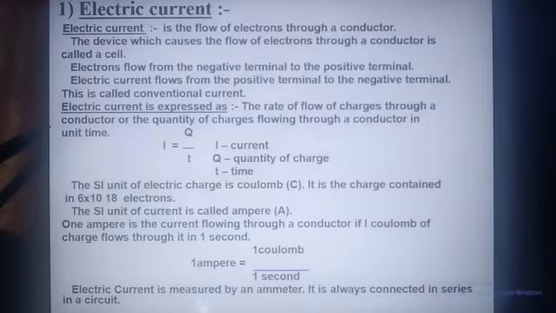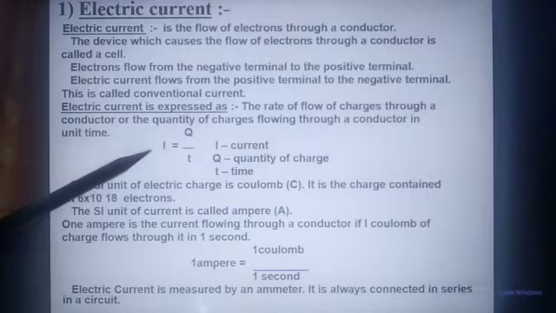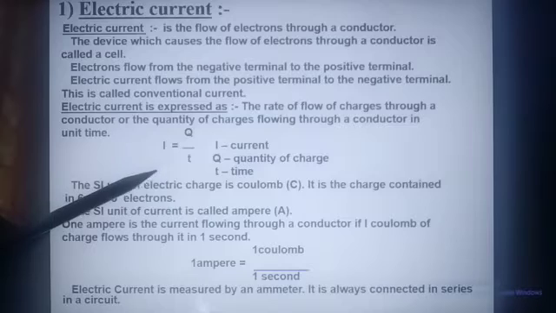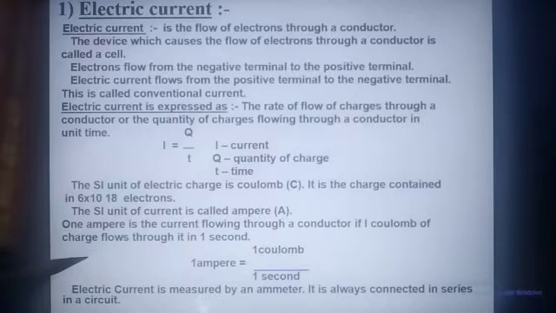As you know, the rate of flow of charge through a conductor, or the quantity of charge flowing through a conductor in unit time, is called electric current. It is represented by I, that is I is equal to Q by T. Q stands for quantity of charge and T stands for time. The SI unit of electric charge is called coulomb, and the SI unit of current is called ampere. 1 ampere of current flows through a conductor if 1 coulomb of charge flows through it in 1 second.